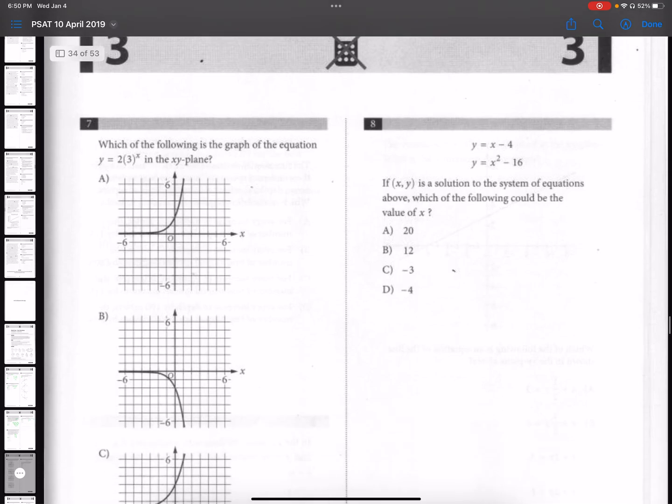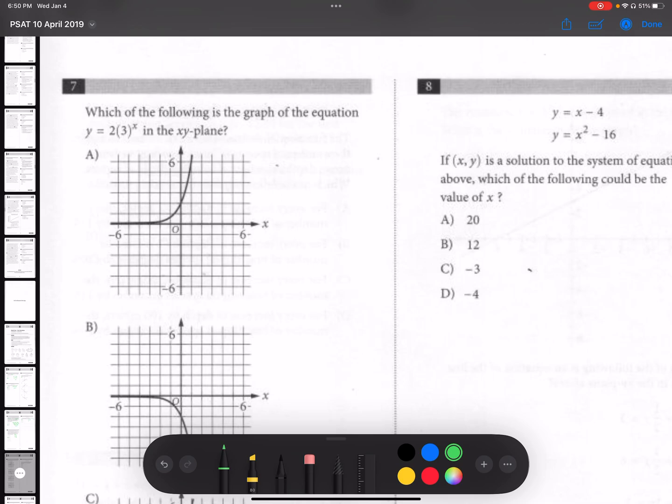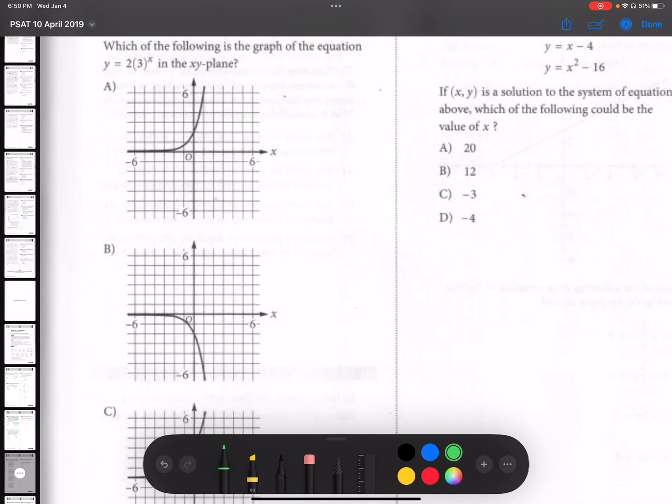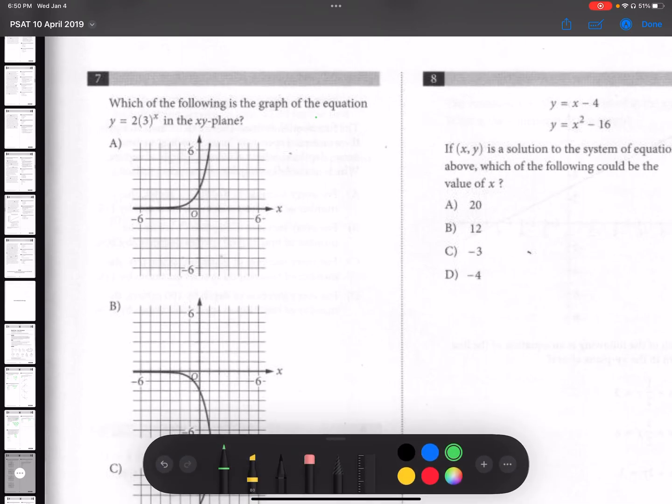All right, number 7. So the following is the graph of the equation y is equal to 2 times 3 to the power of x in the xy plane. So here what I'm going to do is to find our y coordinate of the y-intercept. So we don't know the y coordinate, but we do know that at the y-intercept, x is 0 and y we don't know. So we can put x as 0 here.